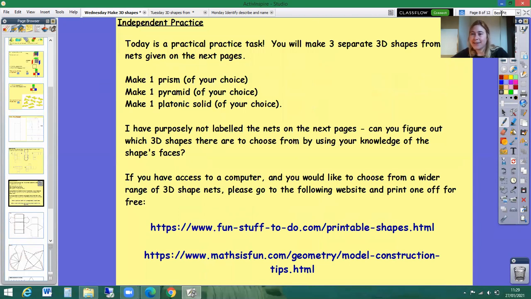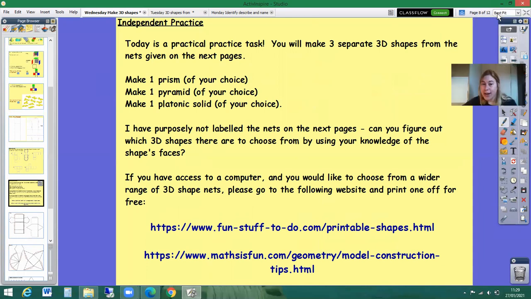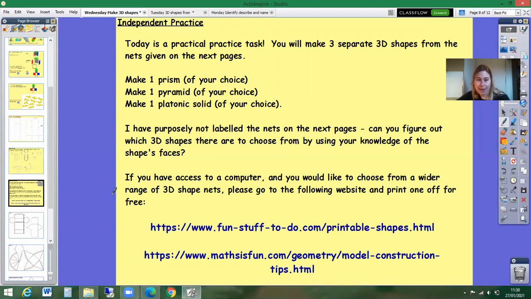So today's independent practice, as I've just said, is a practical task. You are going to make 3 separate shapes from the nets that I've given you on the next pages. I want you to make 1 prism, 1 pyramid, and 1 platonic solid. You can make more if you want, but I want at least 1 shape from each of those sort of categories. I've purposefully not labelled the nets on the next pages, so I do want you to think, oh, which shape has she given us to choose from? Look at the shapes' faces and use your knowledge of 3D shapes, okay? Have a think about that.